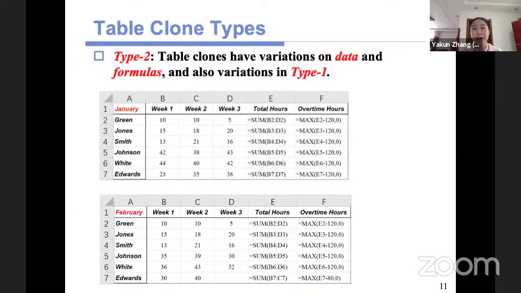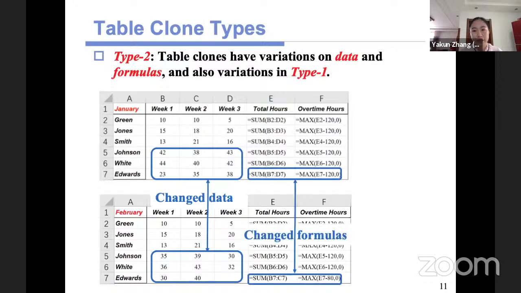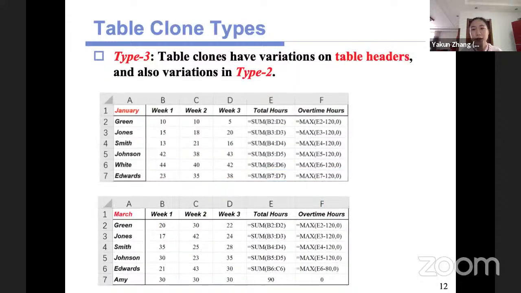The type 2 clone has variations in data and formulas, and also the variations of type 1. As the figure shows, the differences between the two tables are data and formulas. Actually, they form a type 2 clone. The type 3 clone has variations in table headers, and also the variations of type 2. The example shows that the tables have variations in row headers compared with the type 2 clone.